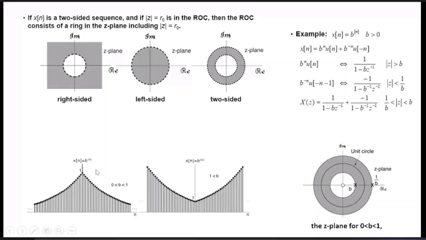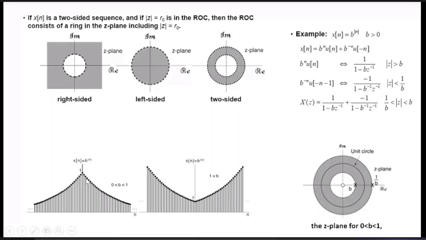B to the power mod n means, when n is positive, the signal is b to the power n. If b is less than 1, each time n increases, the instantaneous value decreases because b is less than 1. Say b is 0.5. At n equal to 1, it is b to the power 1, that is 0.5. At n equal to 2, b square, so 0.5 into 0.5, it is 0.25. So each time it is decreasing.